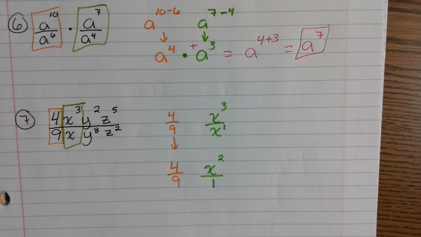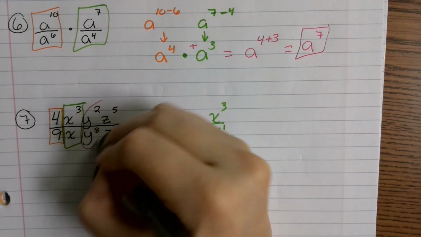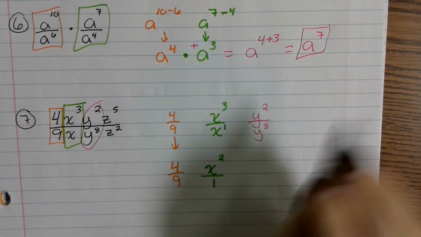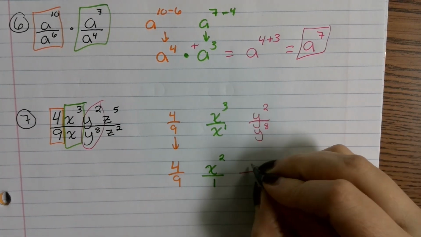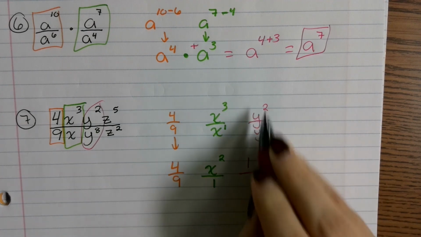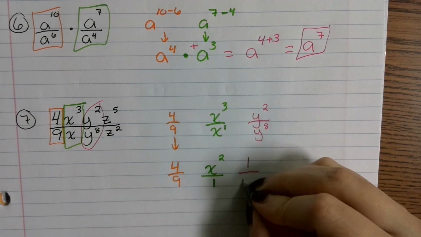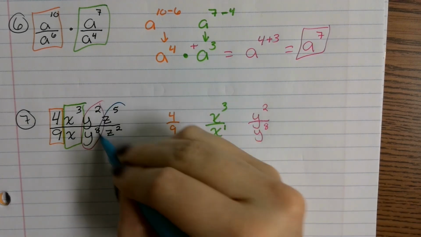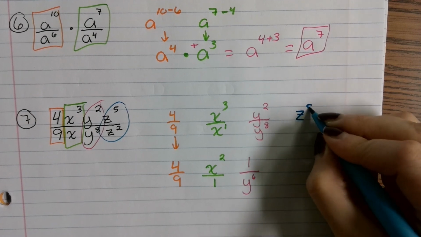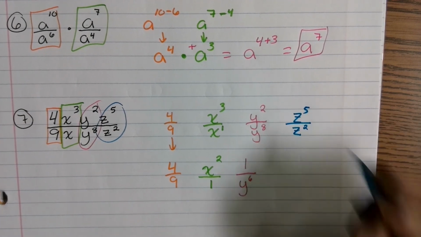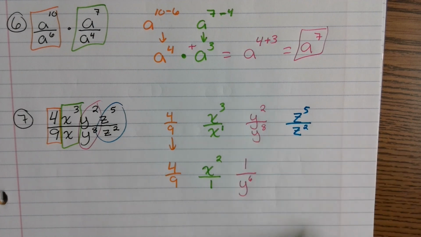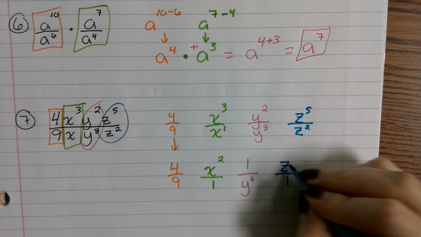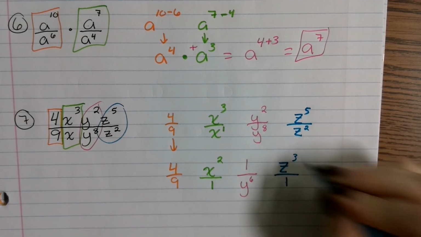Then we move on to the y's. Y to the second over y to the 8th. The bottom is heavier, which means my numerator is going to be a 1. And when I subtract those, the remaining is a 6. So I get y to the 6th power. Then the last part, my z's. Z to the 5th over z to the 2nd. The top part is heavier, which means my denominator is going to be a 1. And my numerator, when I subtract those, is going to be z to the 3rd power.